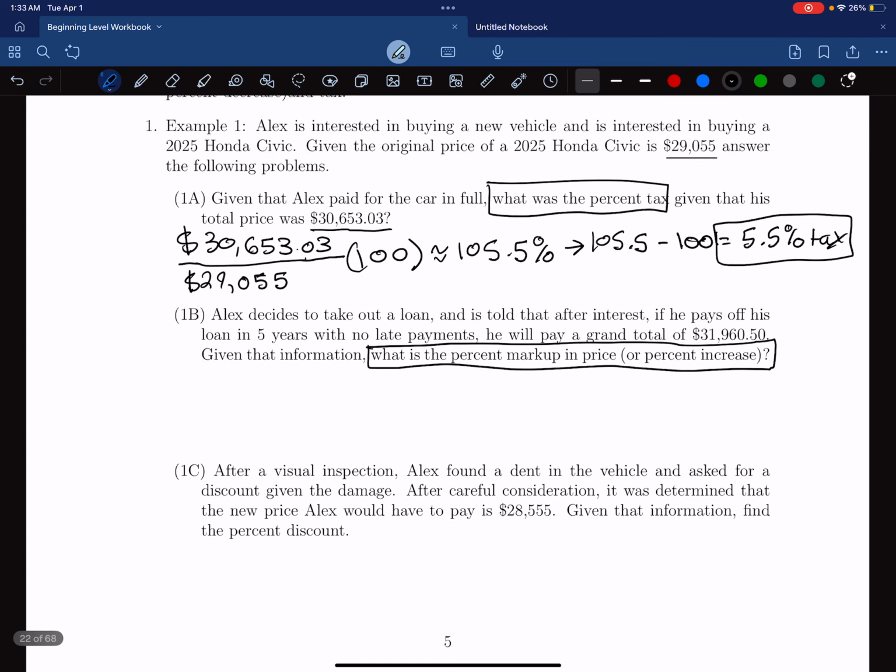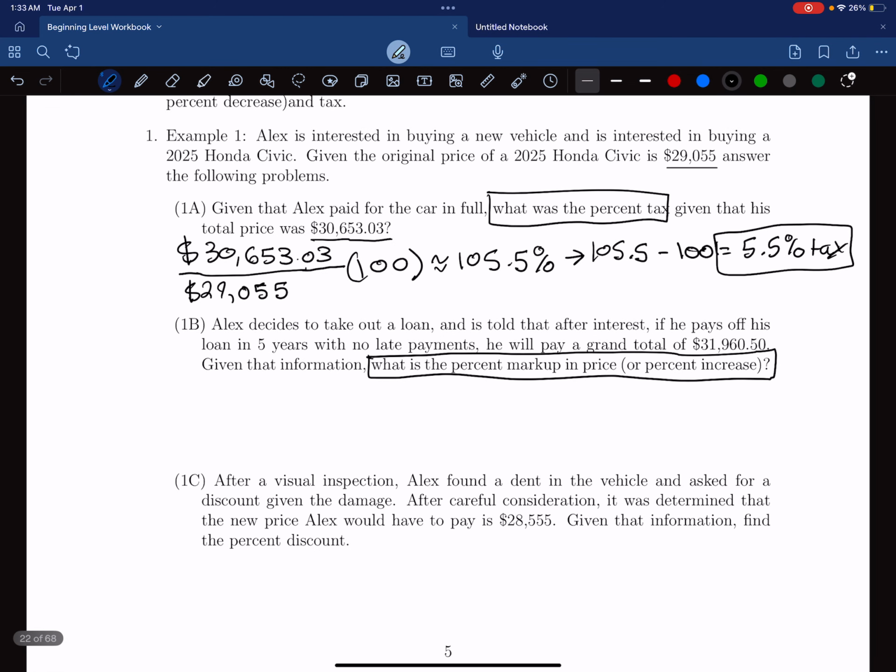That's our question. Remember, in our percent increase problems, we use this formula here. We're given this original value, so let's put that in the denominator: 29,055. And then our new value, or our new price, is $31,960.50. So we're going to put that in the numerator.